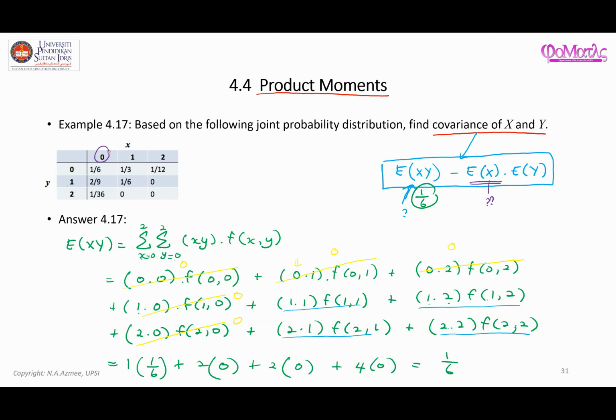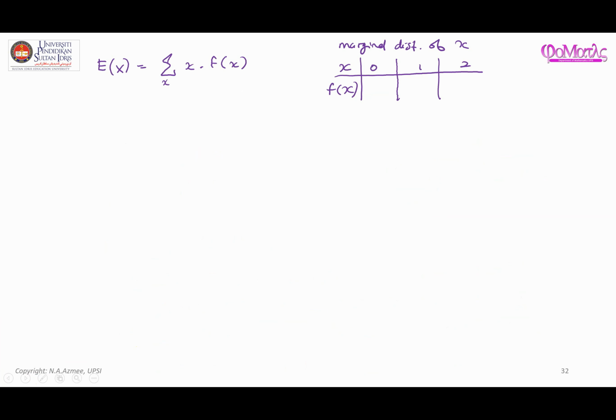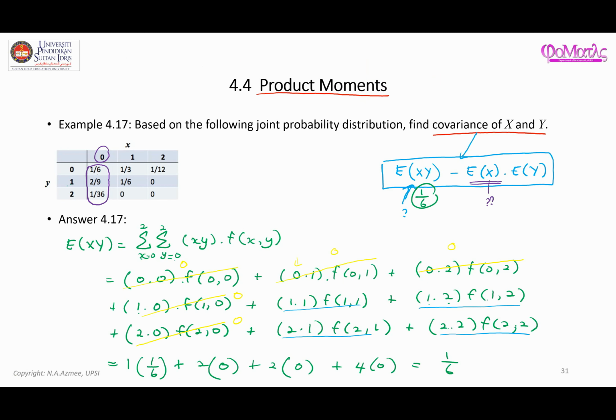When x is 0, the value of f(x) is going to be 1 over 6 plus 2 over 9 plus 1 over 36. If you punch the values into your calculator, you will get 5 over 12. Again, we have 1 over 6 plus 2 over 9 plus 1 over 36, so 5 over 12.